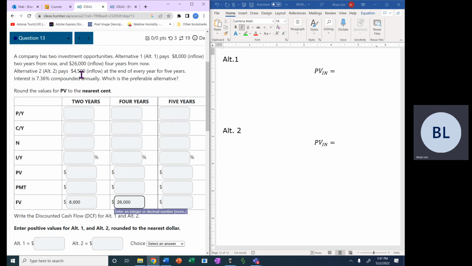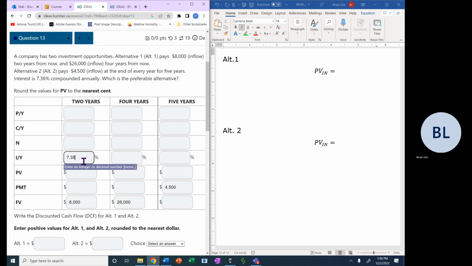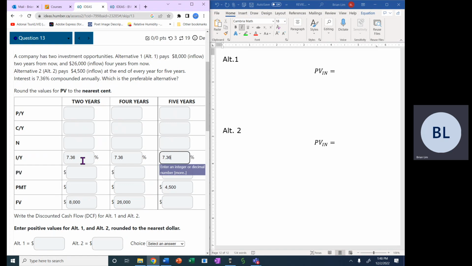All right, alternative two pays $4,500. That's inflow at the end of every year. So that is a payment that's being received of $4,500 at the end of every year for 5 years. So this is this category right here. All right, now interest is 7.36 compounded annually. So we put in the 7.36. That would be the same right across for all of them.